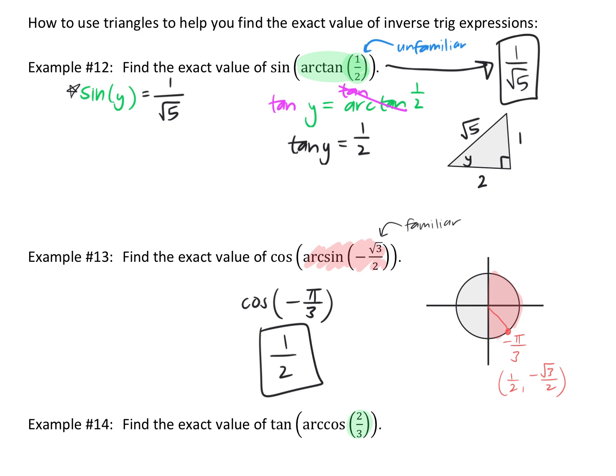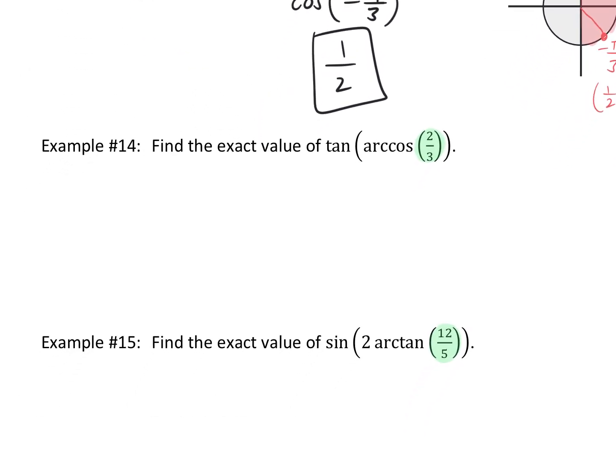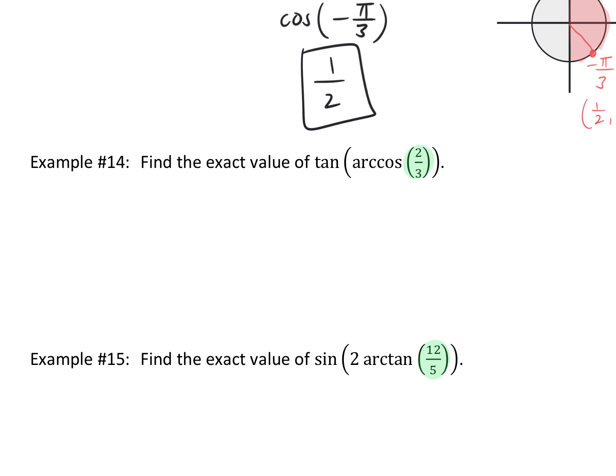Okay, let's look at example 14. Again, if I look at the 2/3 on the inside, there is no angle that's going to give me a cosine value of 2/3. So I need to set up a little triangle. So this thing right here, I'm going to let that equal y. Y equals arc cosine of 2/3. If I take the cosine of both sides, the arc cosine and the cosine are going to go away, and I'm going to be left with cosine of y is equal to 2/3.